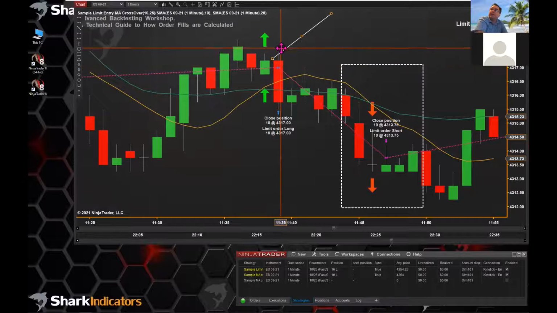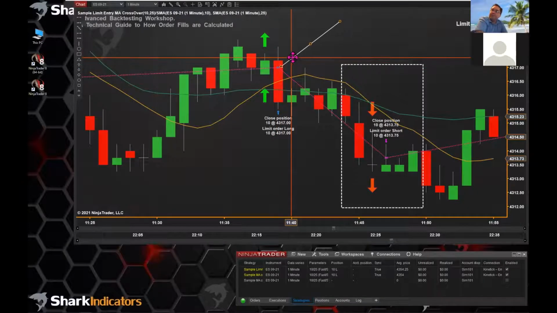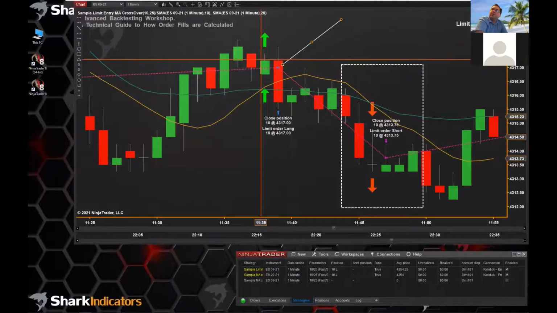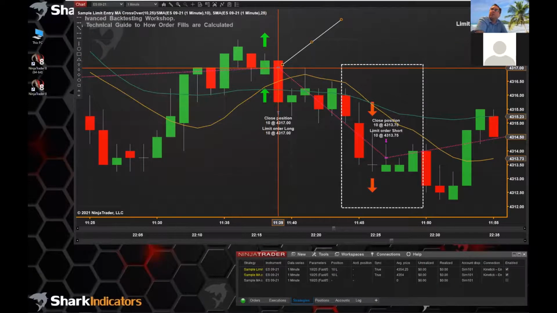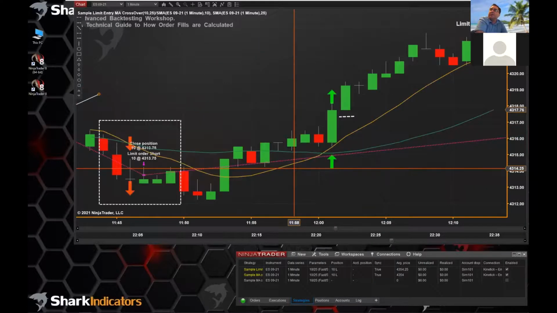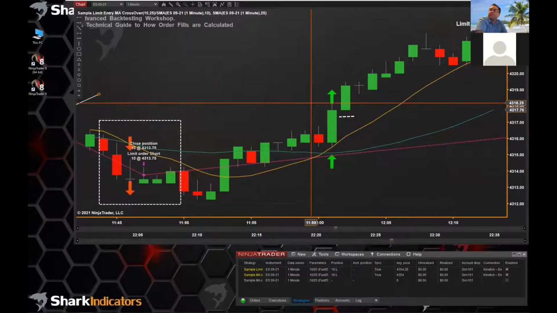And we can see, it's kind of hard to see that blue on red, but right there is where that limit order was filled, 1 tick below the close of the signal bar, right? So that's the closing price and 1 tick below it. And again, this down bar obviously ticked through our limit order, so it got filled. So let's scroll forward here.